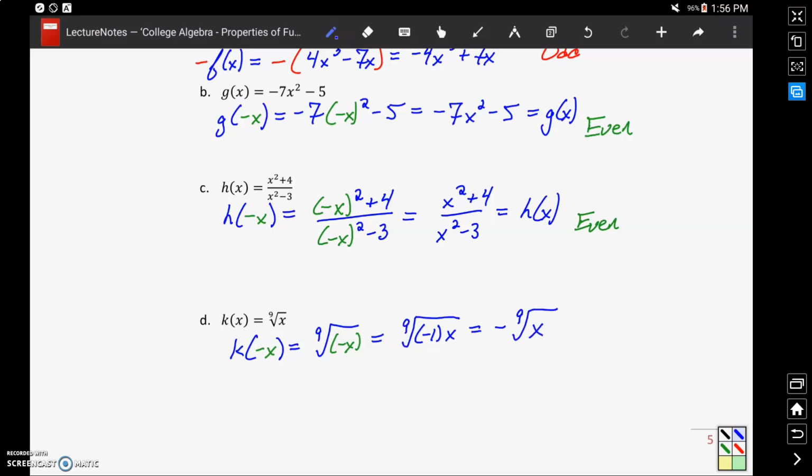And hopefully it's pretty straightforward to see that this is equal to the opposite of our original function, which is not h of x, but k of x. So k of negative x ends up giving us the opposite of that original function k of x. So what we have again is an example of an odd function.